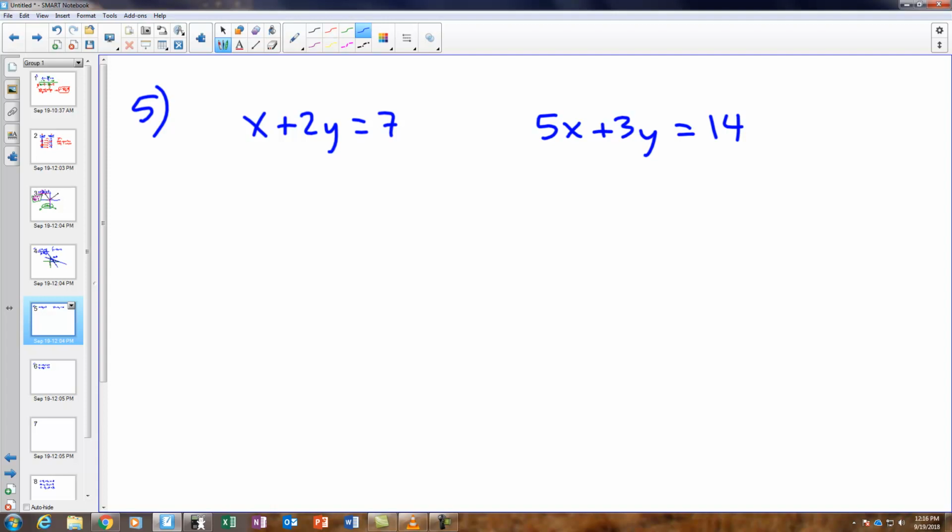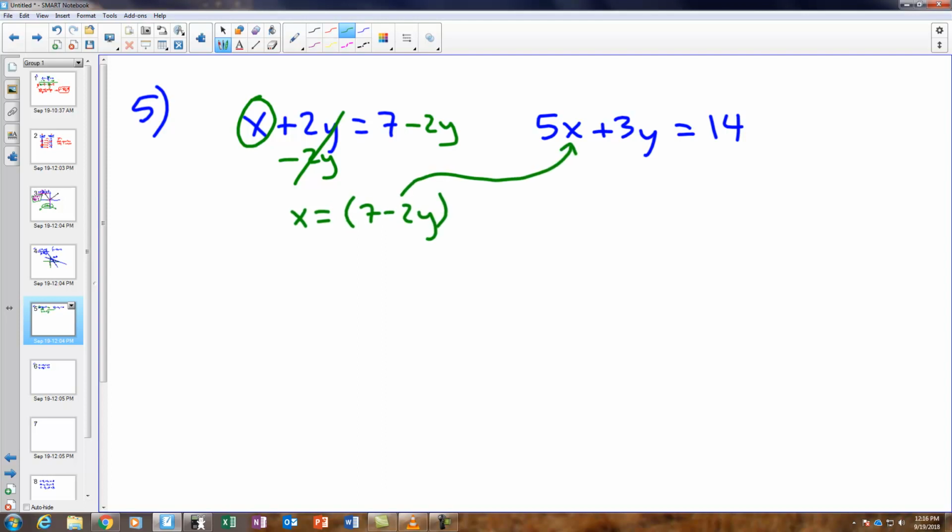Substitution is where you isolate a variable. Right here is the one I'm going to get alone because it's a single x. So I'm going to minus 2y, minus 2y. So that tells me that x will equal 7 minus 2y. And that information can be plugged into the other equation where x is. Give me 5 times 7 minus 2y, plus 3y equals 14.